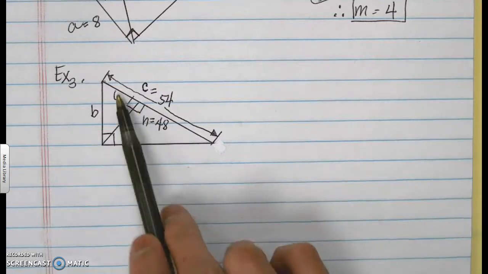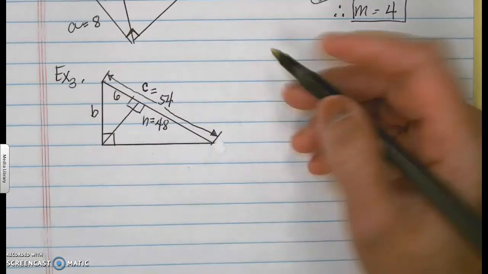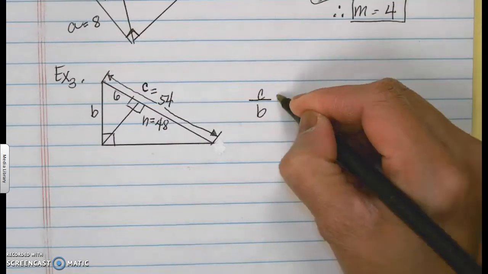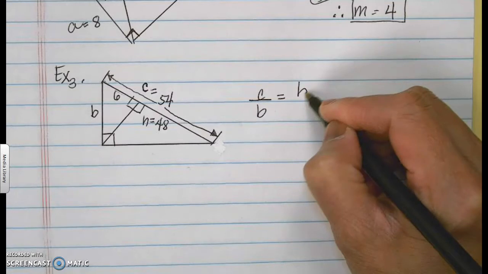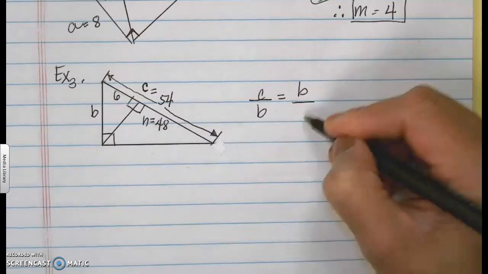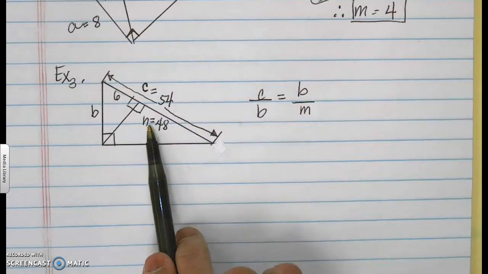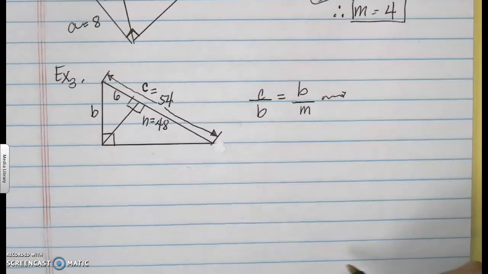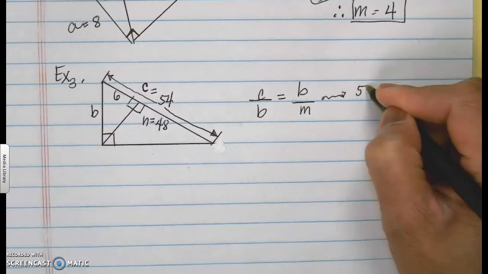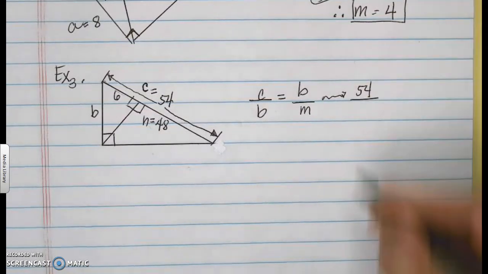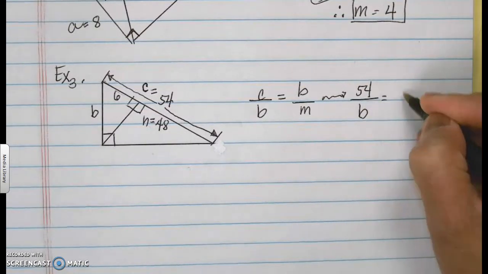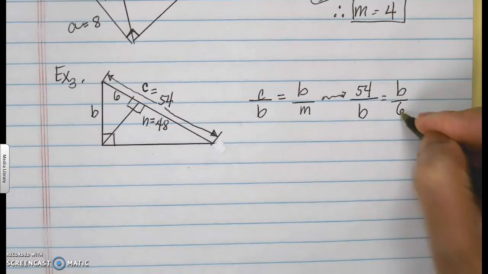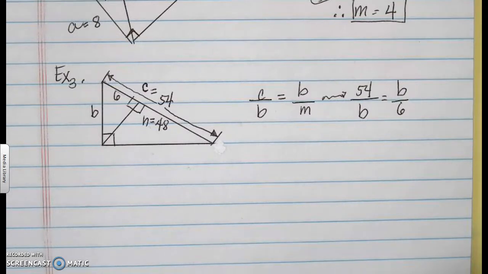So I'm going to do C over B is equal to B over, in this case, M. That's N, then this is M. And we're going to substitute. So our C is 54. Another B here is missing, but our M is a 6. So we can do geometric mean on this one.